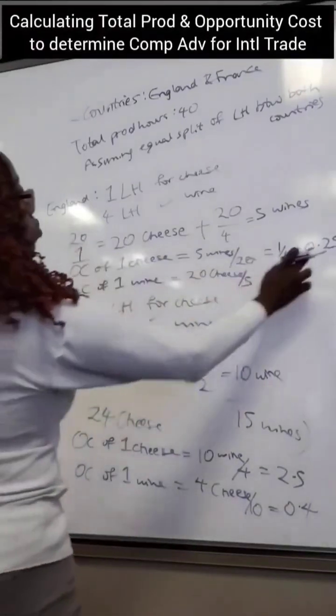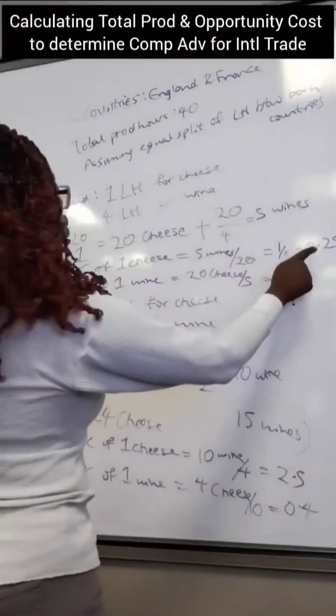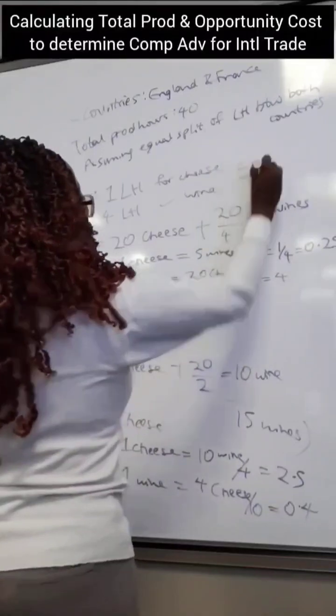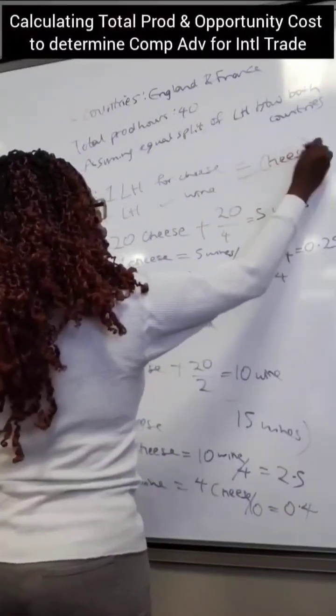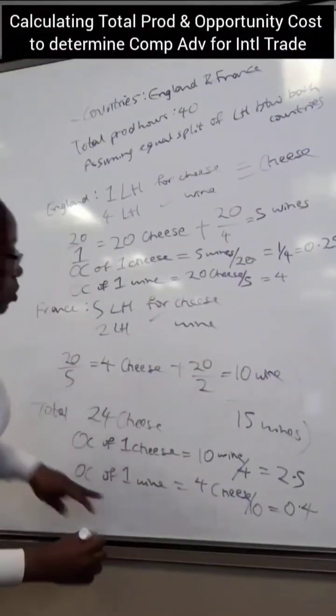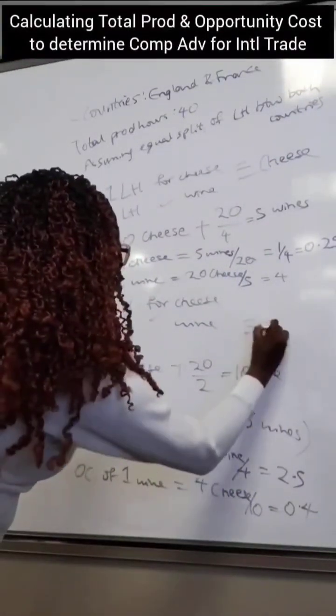So based on that, England should specialize in producing the good in which they have comparative advantage, which is where they have lower opportunity cost, right? So England should specialize in producing cheese, and France should specialize in producing wine.